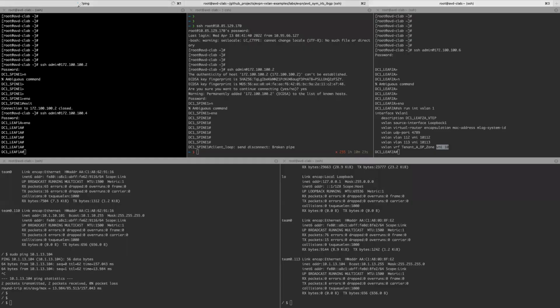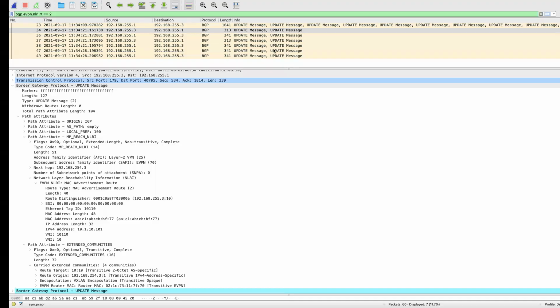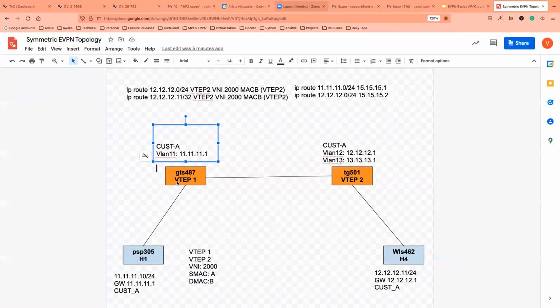Because the VLANs are matched. Sorry? Because it has symmetric VLANs in both the devices. No, see, basically it's not symmetric, right? Here it's VLAN 11, here it's VLAN 12 and 13, right? Different VLANs.